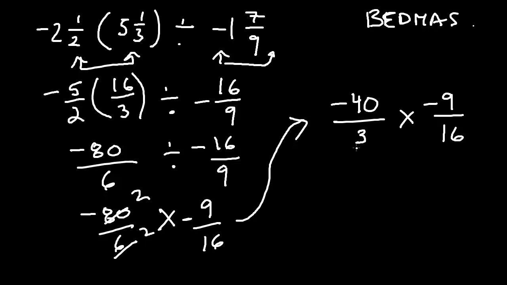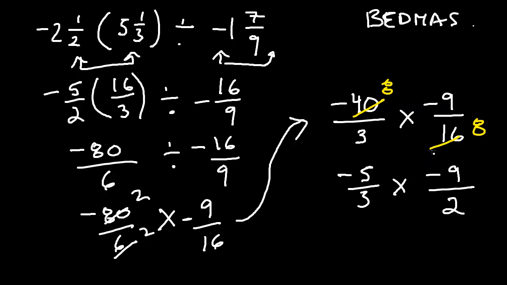Again, we can simplify this fraction further. Because 40 and 16 are both divisible by 8. So we can rewrite this again as negative 5 over 3 multiplied by negative 9 over 2. Because we divide 40 and 16 by 8, since they're both divisible by 8. So that simplifies our fraction.